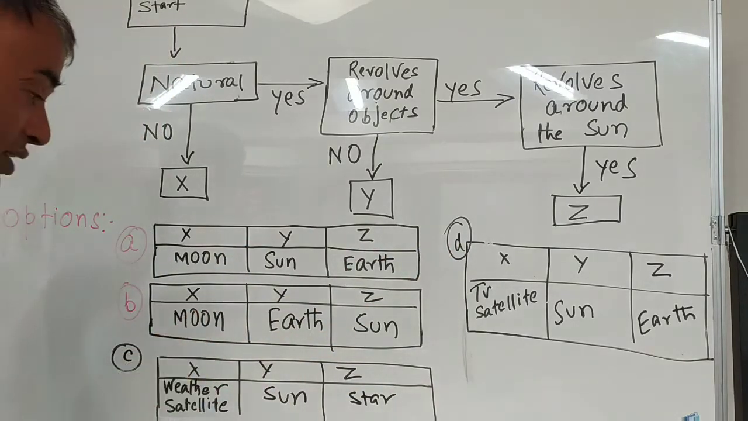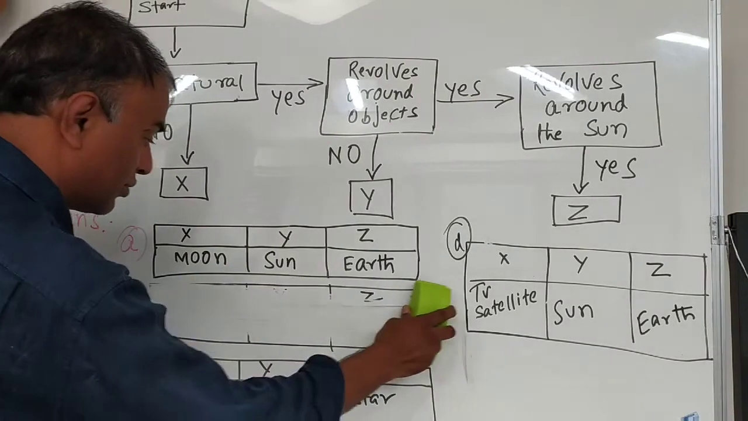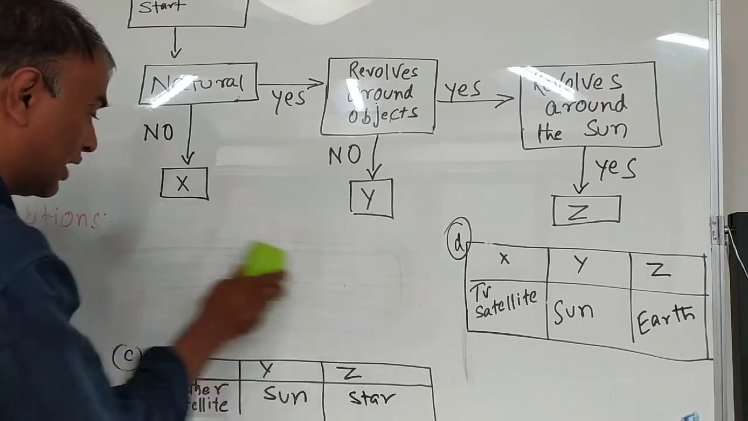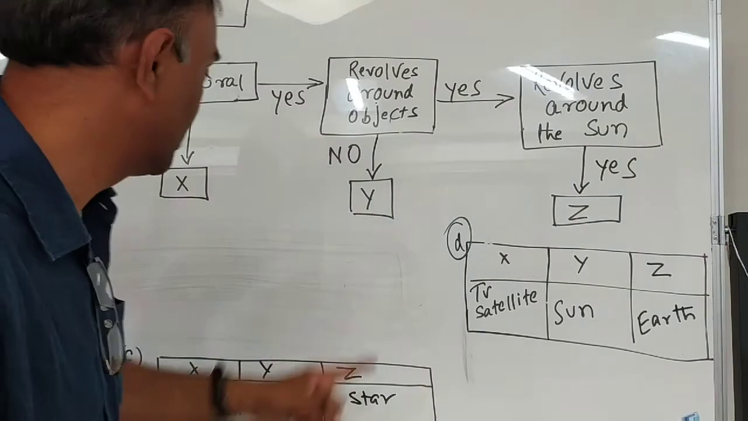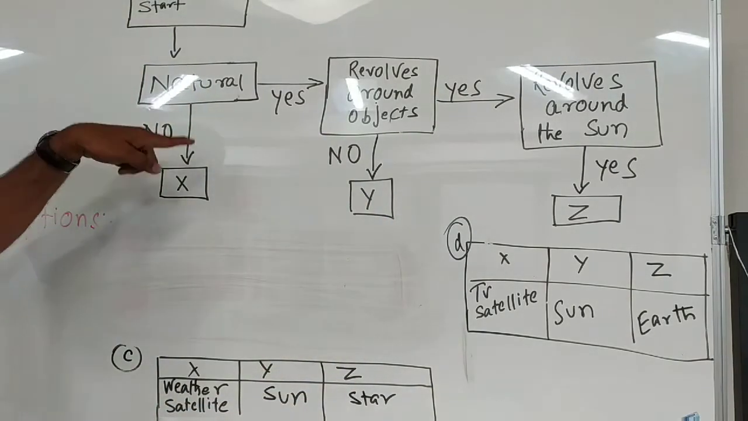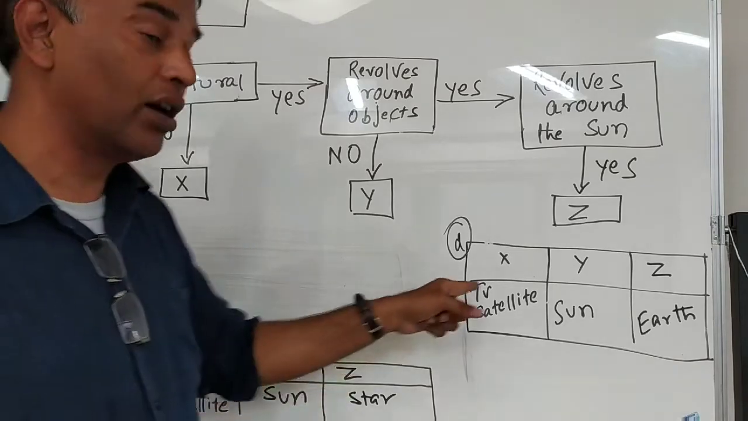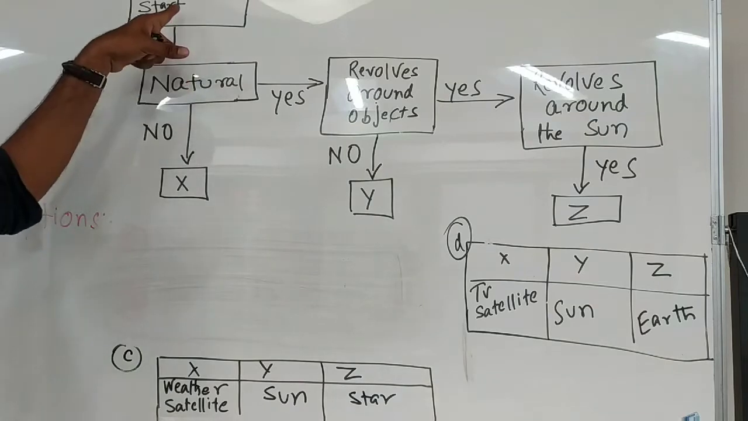So we can simply say that A and B are not our options. So I just erase them. I don't want these because now I have pinpointed 2 of my options. I have to see which one is correct. So now again you can see, we know what X is. X may either be a weather satellite or a television satellite. Fine. Let's move now.